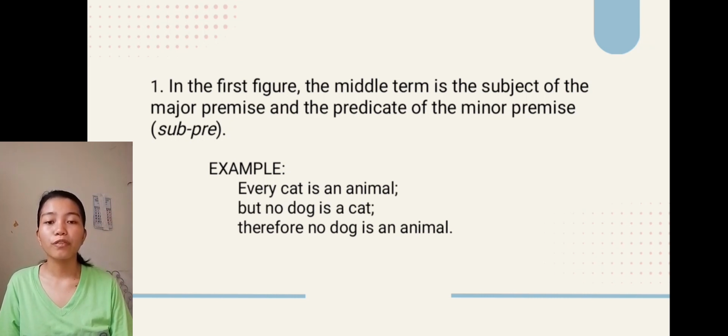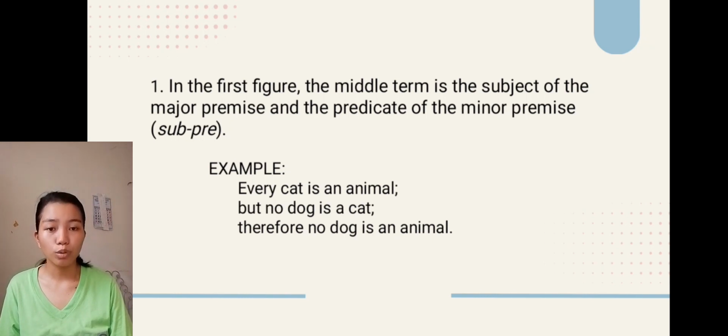The rules of the first figure are: first, the minor premise must be affirmative to avoid an illicit major when the minor premise is negative. And in the second rule of the first figure, the major premise must be universal, otherwise a violation of undistributed middle term will be committed. Example: every cat is an animal, but no dog is a cat. Therefore, no dog is an animal.